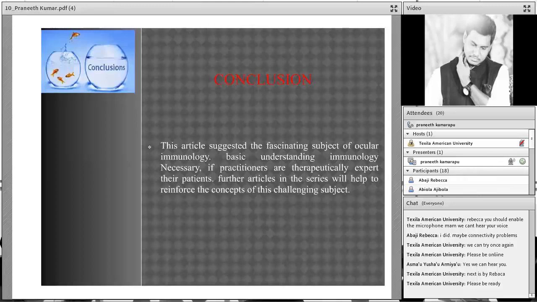Finally, the conclusion is that this article suggests that for the fascinating subject of ocular mycology, a basic understanding of immunology is necessary. Everyone needs it for their future research work, and if practitioners are to therapeutically treat their patients, further articles in this series will help to reinforce the concepts of these challenging subjects.